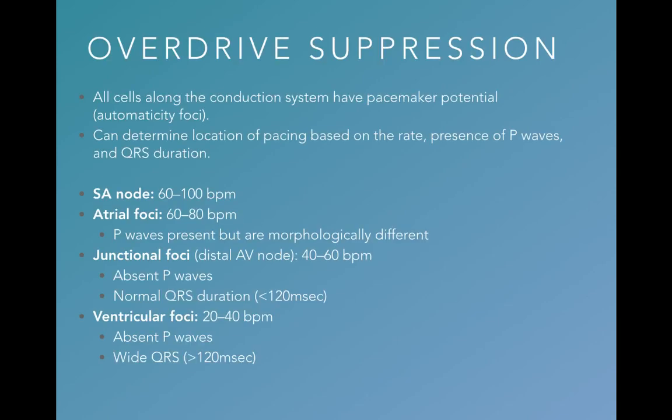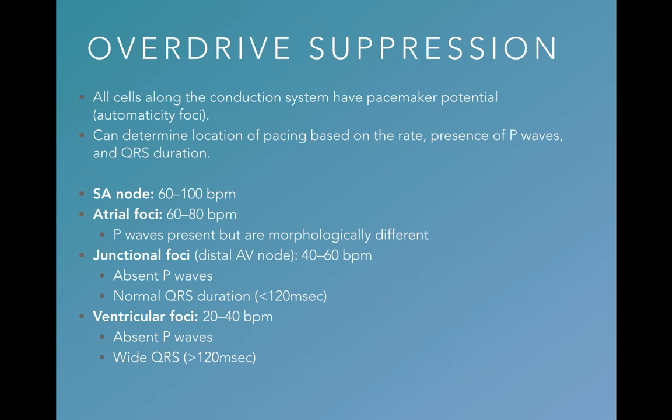So the first thing I'm going to talk about is rate. And I went into this before about overdrive suppression, so I'm not going to repeat myself. But what you want to look for, assuming you know what a normal P wave, QRS, and T wave look like, every time you look at the rate, you want to also at the same time make sure you see or don't see P waves.